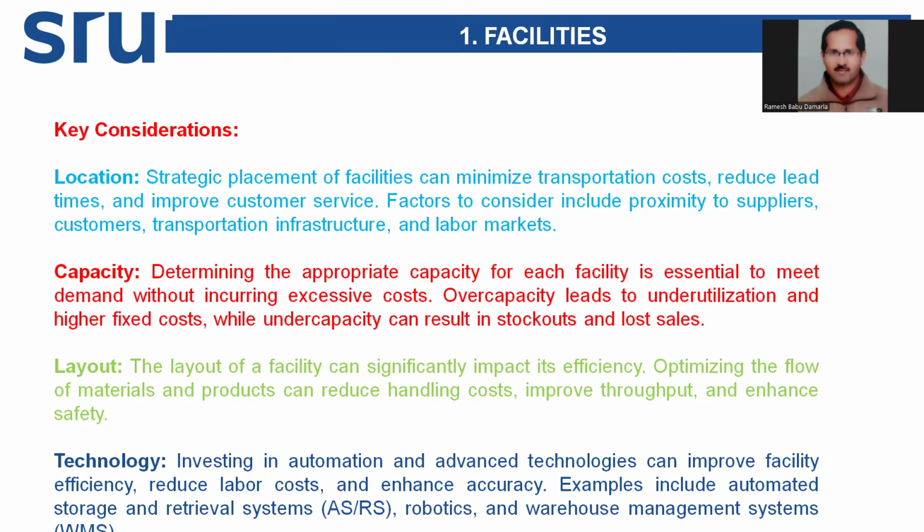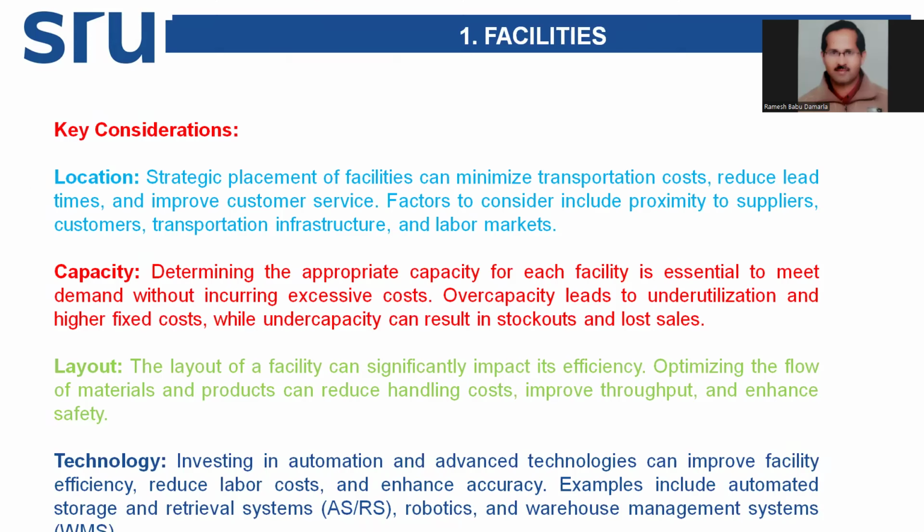Optimizing the flow of materials and products can reduce handling costs. Unnecessary movements should be avoided. We all know the Japanese concepts. We should avoid all wastages: waste of machine time, waste of manpower, waste of movement, waste of scrap. All waste must be avoided. Any unnecessary movement, an extra meter, would cost the company money and time. So if the layout is optimized and properly made, it will reduce handling cost, improve the throughput, and enhance safety also.